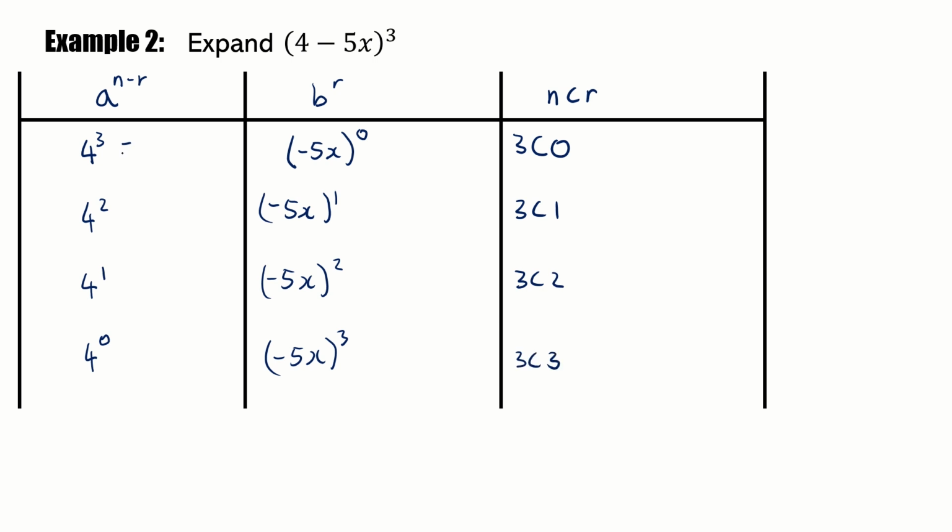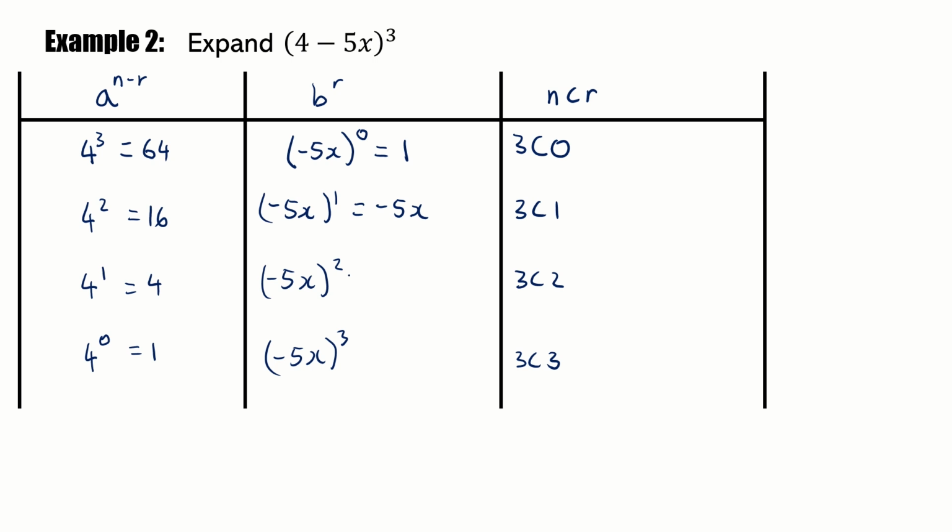So calculating all of these things, 4 cubed is 64, 4 squared is 16, 4 to the power of 1 is 4, and 4 to the power of 0 is 1. But watch out, minus 5x to the power of 0 is just 1, because anything other than 0 to the power of 0 is 1. Minus 5x to the power of 1 is just minus 5x.